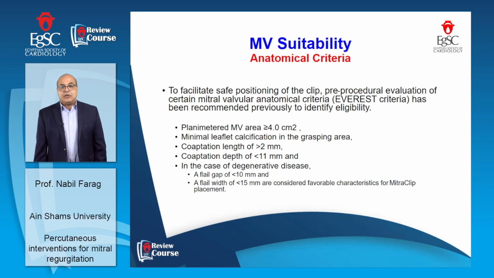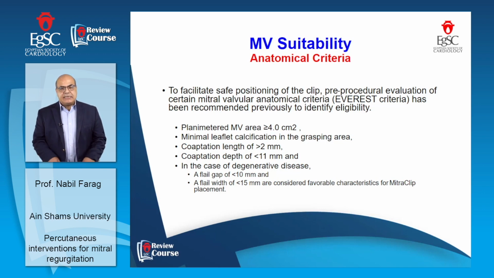Very important. These anatomical criteria, you get through the transesophageal echo. These criteria include the following, and you have to stick to all of them. Number one, there should not be any mitral stenosis. So by planimetry, the mitral valve area should be 4 or more. Minimal leaflet calcification or even no calcification at all, especially in the grasping area by the clip. I will explain this later on.